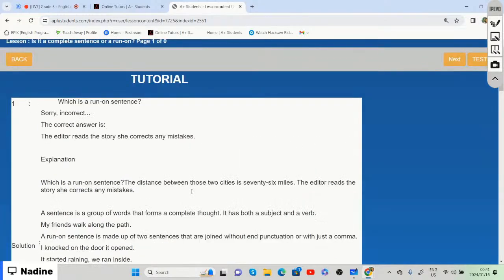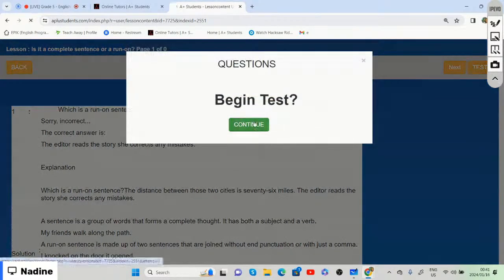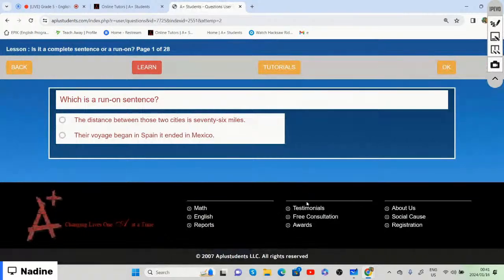All right, let's go to our test. So we're going to try and see which one is a run-on sentence, right? Remember, it's two sentences that are joined as one. So, which is a run-on sentence?